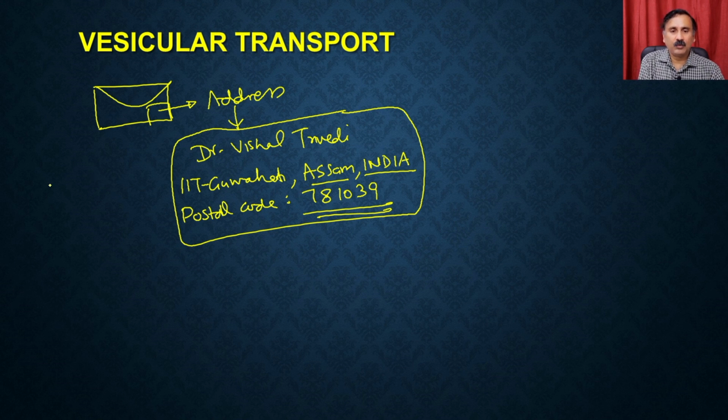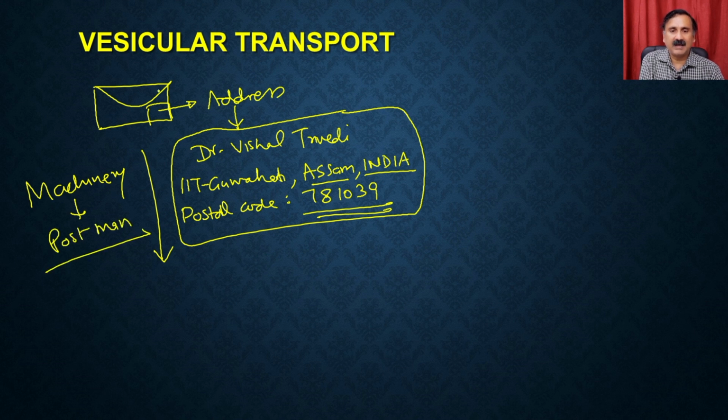And then you also require machinery, right? So you're going to have machinery which is going to carry. In this case, it's going to be the postman who carries this packet, and the machinery is also going to include the complete postal department, where you have many people who are going to facilitate this process.